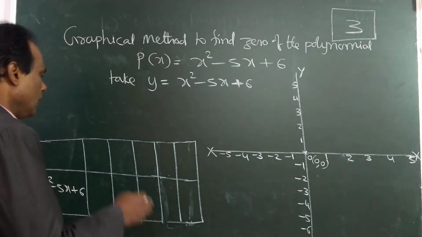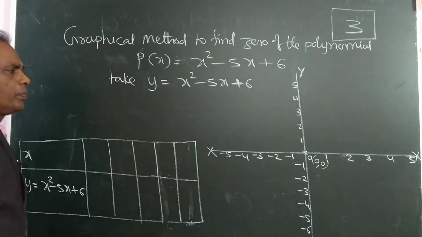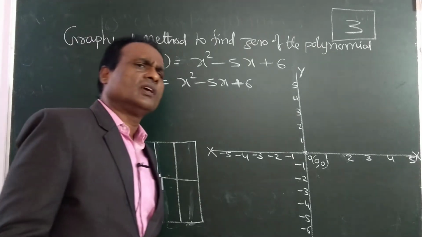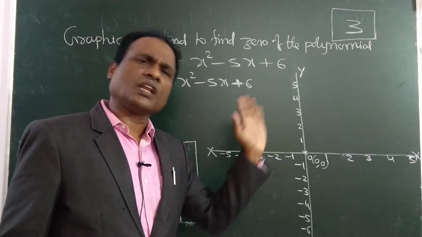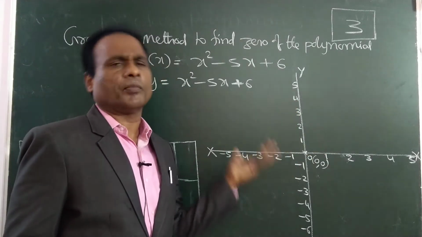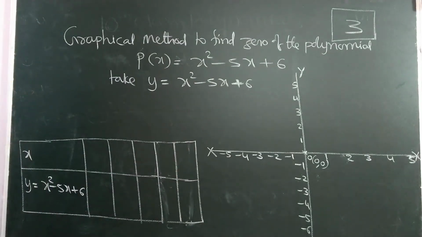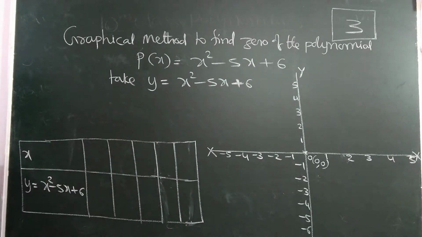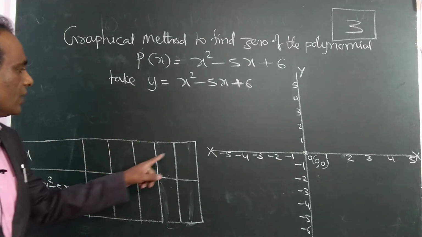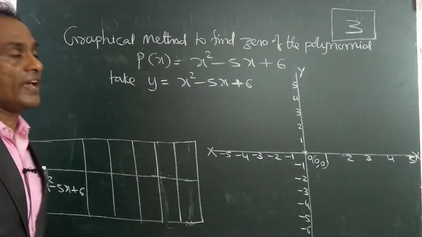Now, at least a few points we have to prepare. How many points? More than 3. If you draw perfectly, 3 points are also sufficient. I took 5 points. Now, take any x value, and find the corresponding y values.